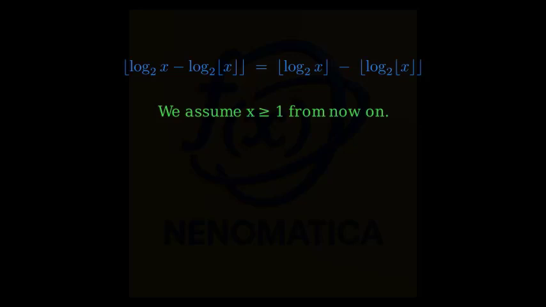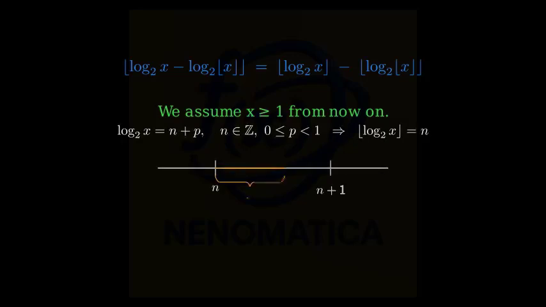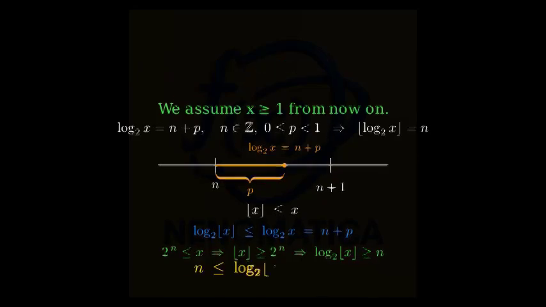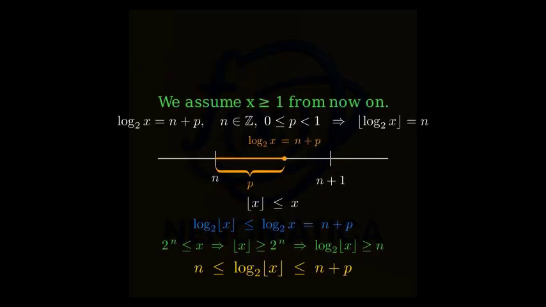Now, assume x is at least 1. Let log base 2 of x equal n plus p, where n is an integer and p is the fractional part with 0 less than or equal to p less than 1. This means the floor of log base 2 of x equals n. A fundamental property is that the floor of x is less than or equal to x. Since the logarithm base 2 is an increasing function, we have log base 2 of floor of x less than or equal to log base 2 of x, which is n plus p.